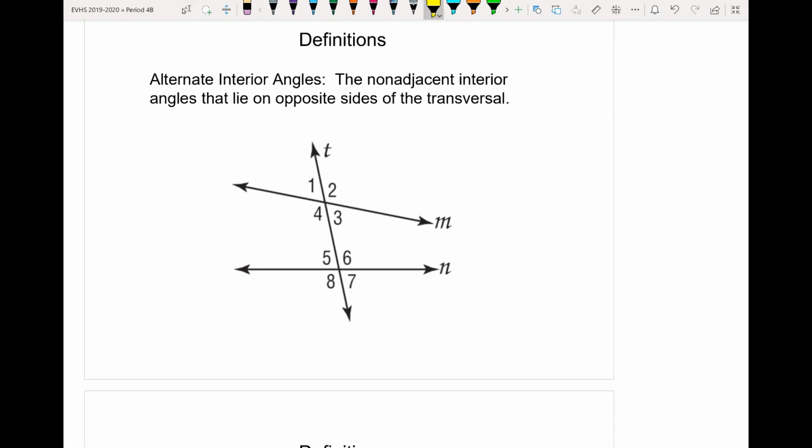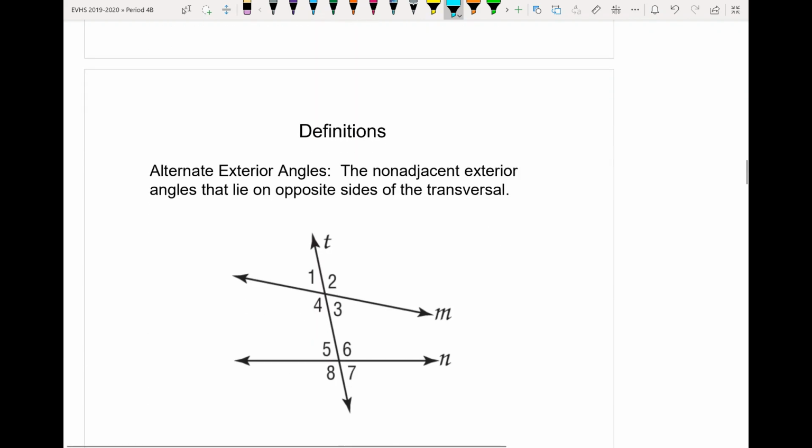All right, alternate interior, same idea, except they are the non-adjacent interior angles that lie on opposite sides of the transversal. So let's look at number 3 here. First off, the fact that it's internal or interior means it has to be 4, 5, or 6. But because it's non-adjacent, that means I could not use 4 as my alternate interior. Also, they lie on opposite sides means I can't use 6 because 6 is on the same side. So my alternate interior is 3 and 5. Also, which one's alternate interiors with 4? 6. Okay.